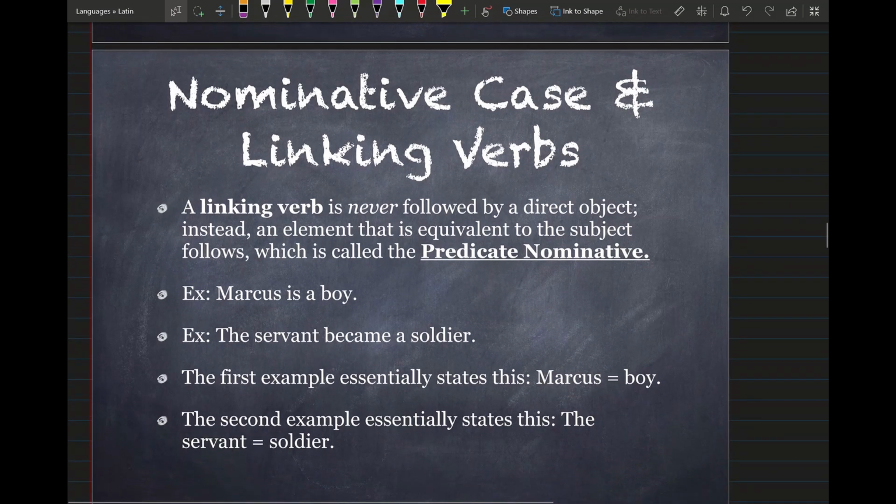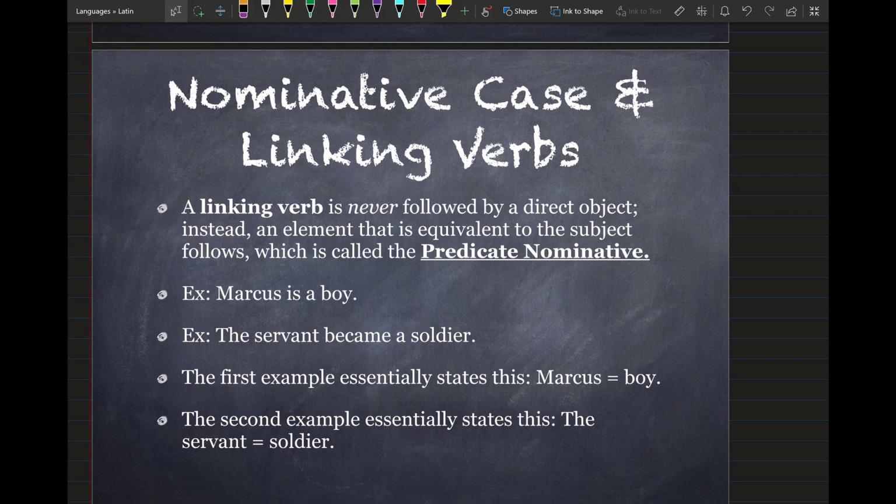The nominative case and linking verbs. A linking verb is never followed by a direct object. Instead, an element that is equivalent to the subject follows, which is called the predicate nominative. Let me discuss why it's never followed by a direct object. Well, let me just keep going. We'll get to that.